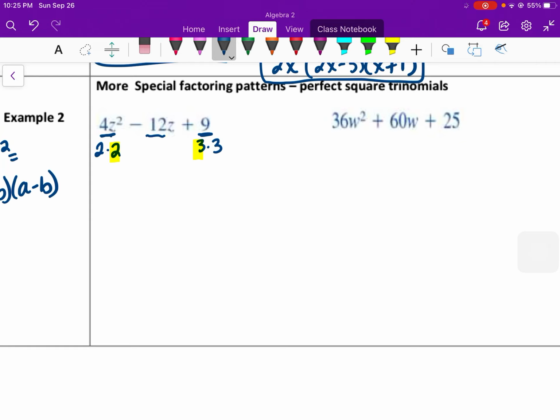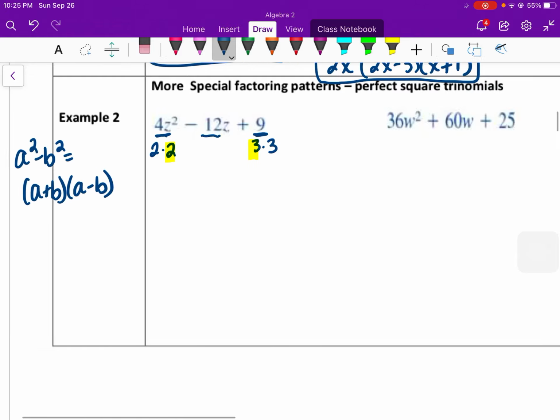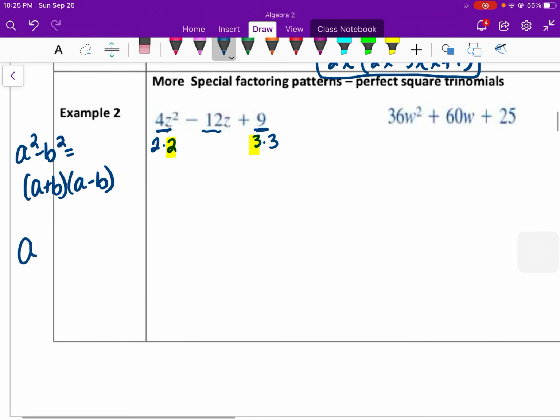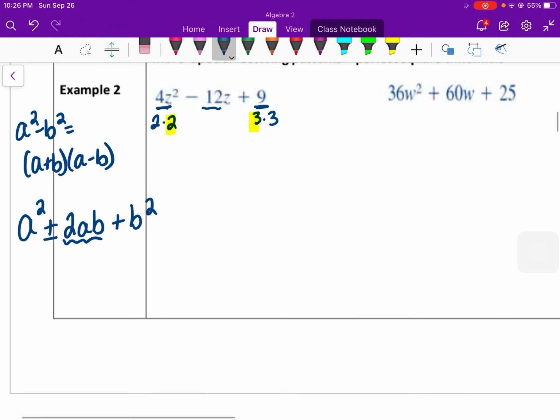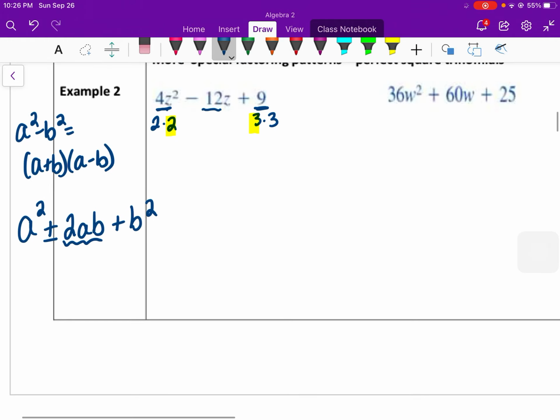Then it's a perfect square trinomial. So basically, a perfect square trinomial is a squared, plus or minus 2ab, and then plus b squared. So it can be either plus or minus for the second one. But basically, the middle term is double the product of the a and the b. Then it factors to this.